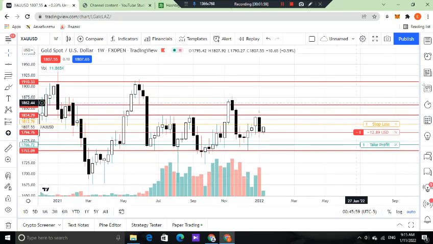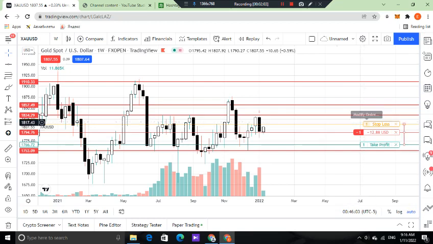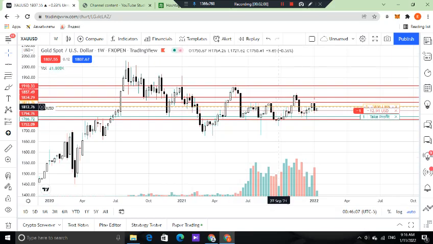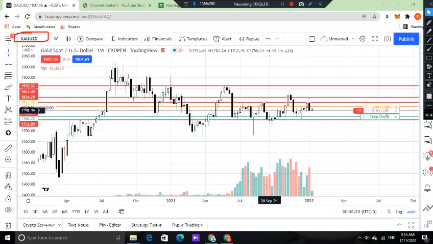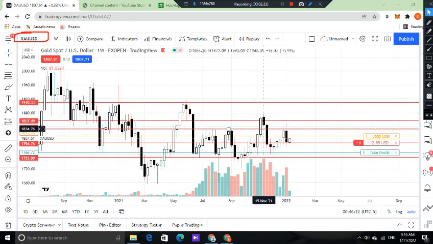Okay, where are we right now? As you can see, I took a short position on gold, XAUUSD. Here you can see it, and in the weekly time frame, I kind of have a trading range. As you can see, it's a trading range. It's not a trend.